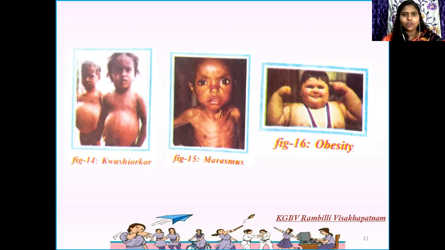And next, marasmus. You know very well marasmus is caused due to both calorie and protein deficiency. And next one is obesity. Obesity is caused by overeating of high calorie containing food material. Okay, please be aware of these malnutrition diseases. Eat healthy, be healthy.